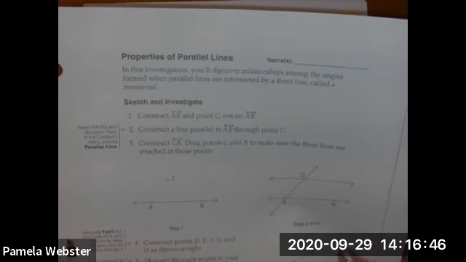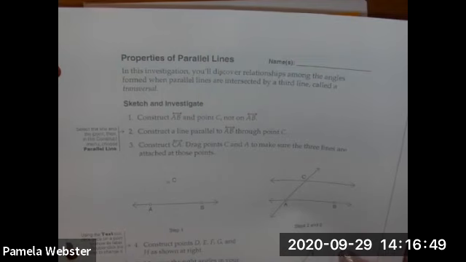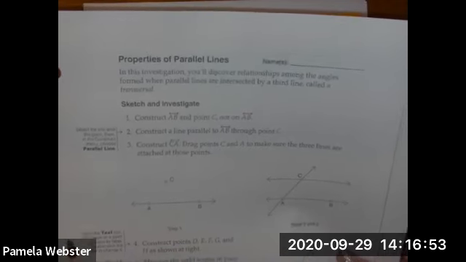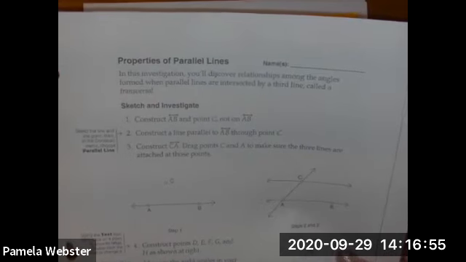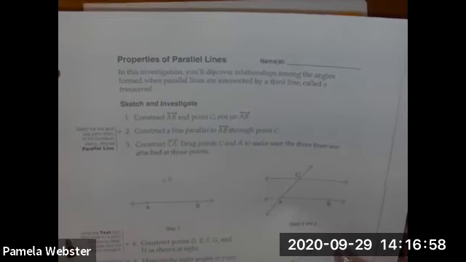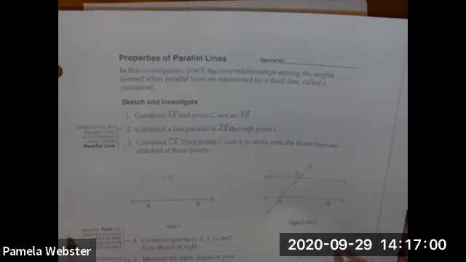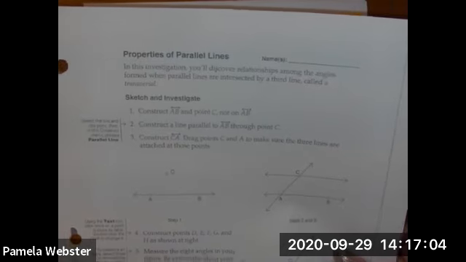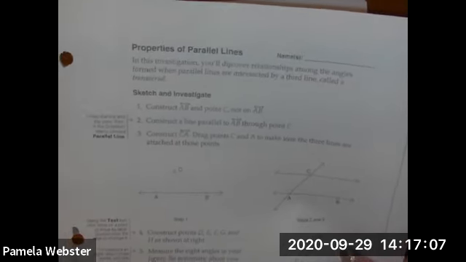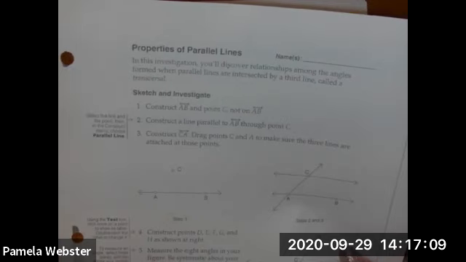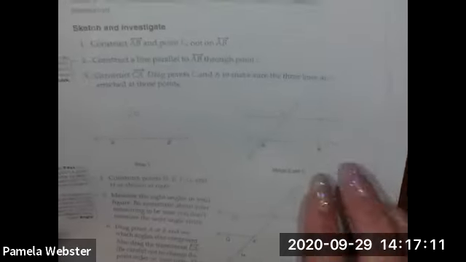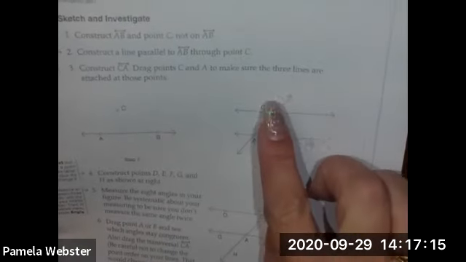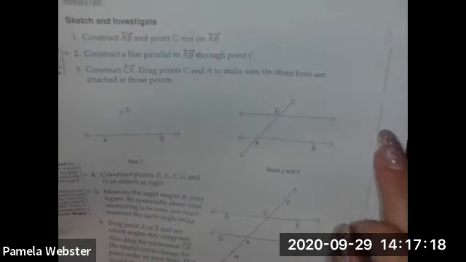You're going to construct AB and a point C that's not on AB, and then construct a line parallel to AB through point C. Follow the directions. Remember, in GeoGebra, if you click on construct a parallel line through a point, it'll pop up little directions in gray at the bottom and say you need to do this and this and this. So it kind of walks you through it, which is nice. It's going to look something like this. You've got a line and a point out there, and they create a parallel line.